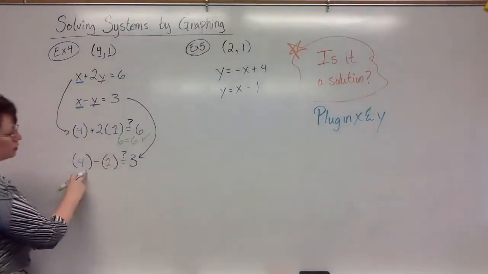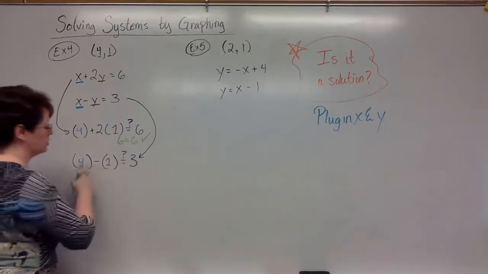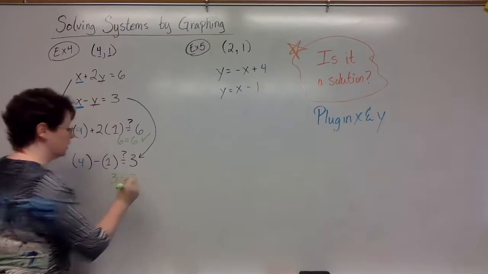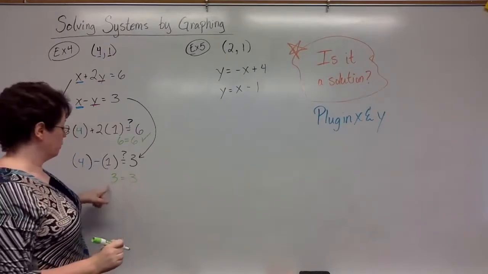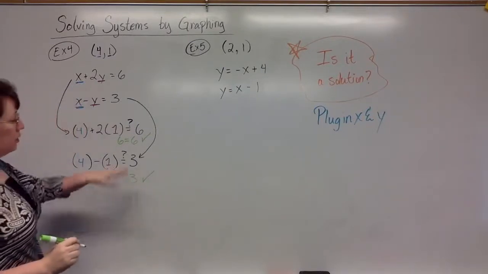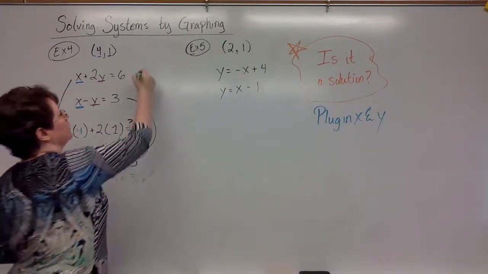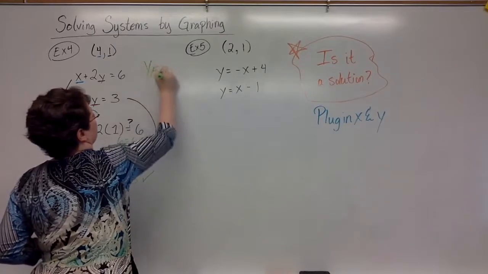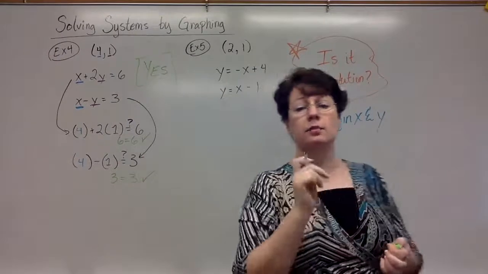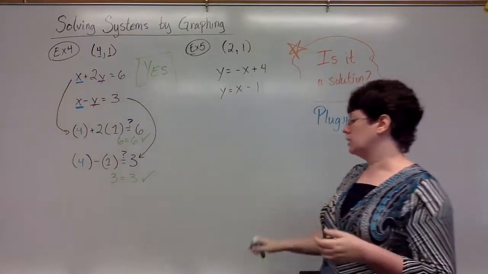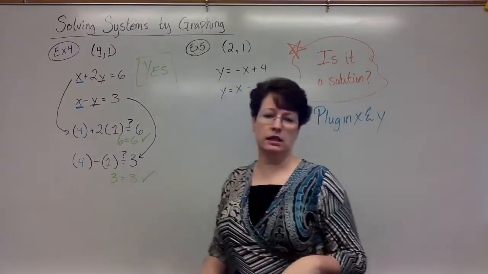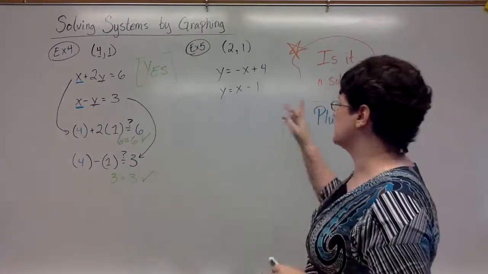Okay, so second one, I have 4 minus 1 equals 3. So what's 4 minus 1? So I have 3 equals 3. Because 4 minus 1 is 3, and the other side was a 3. So that checks. So if both of them check, then yes, it is a solution. Okay? They both have to check. Now, one of them may not check. And if one of them doesn't check, it's not a solution. Okay? Let's look at the second example.